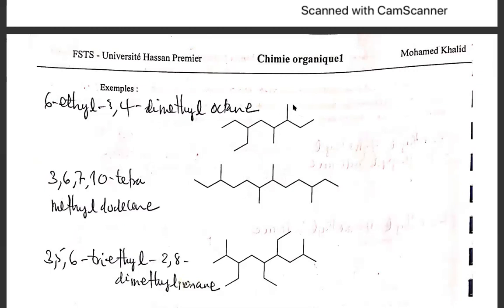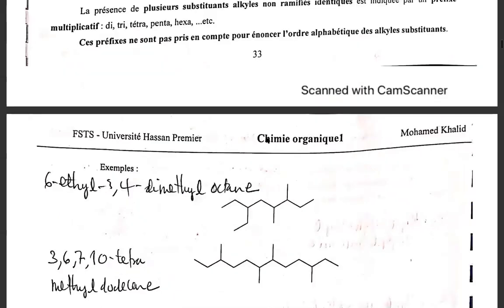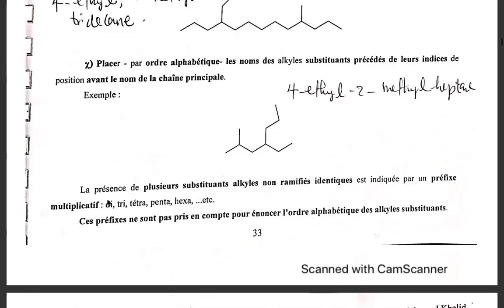So in the case where you have 2, you are going to say di. In the case where you have 3, you're going to say tri. In the case where you have 4, you're going to say tetra. In the case where you have 5, you're going to say penta. In the case where you have 6, hexa, and it goes on.